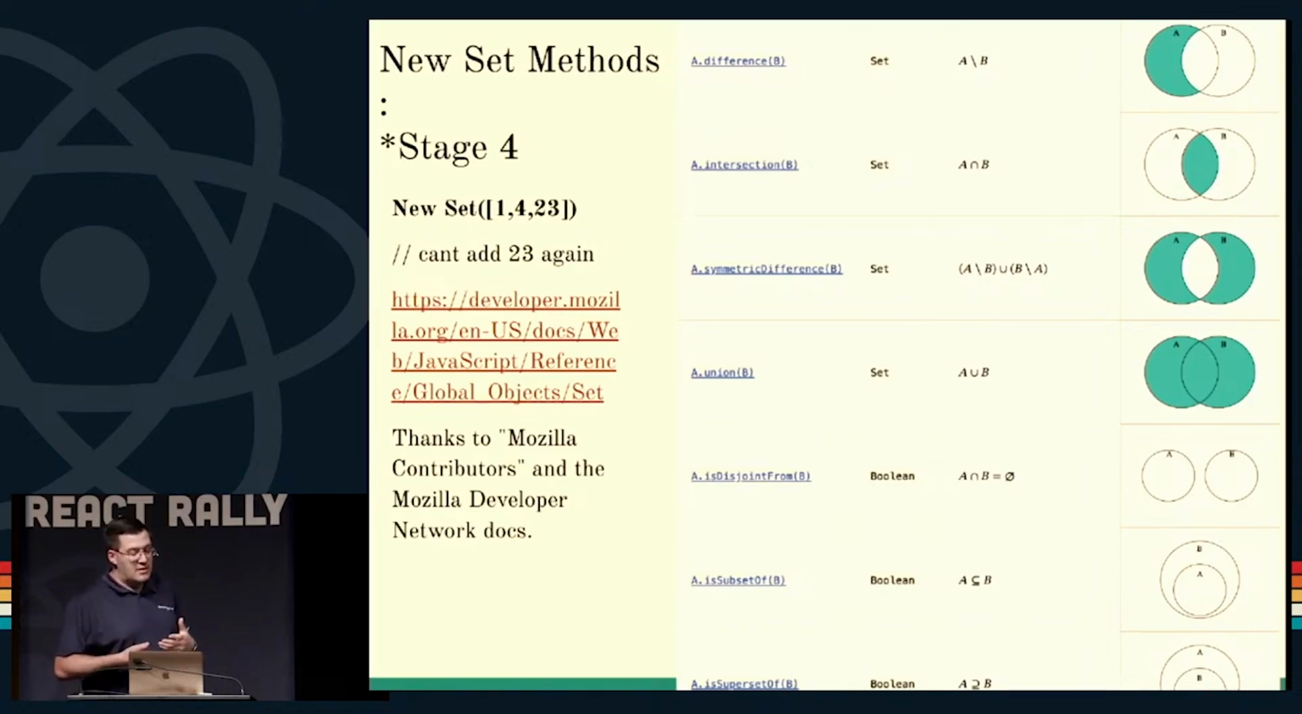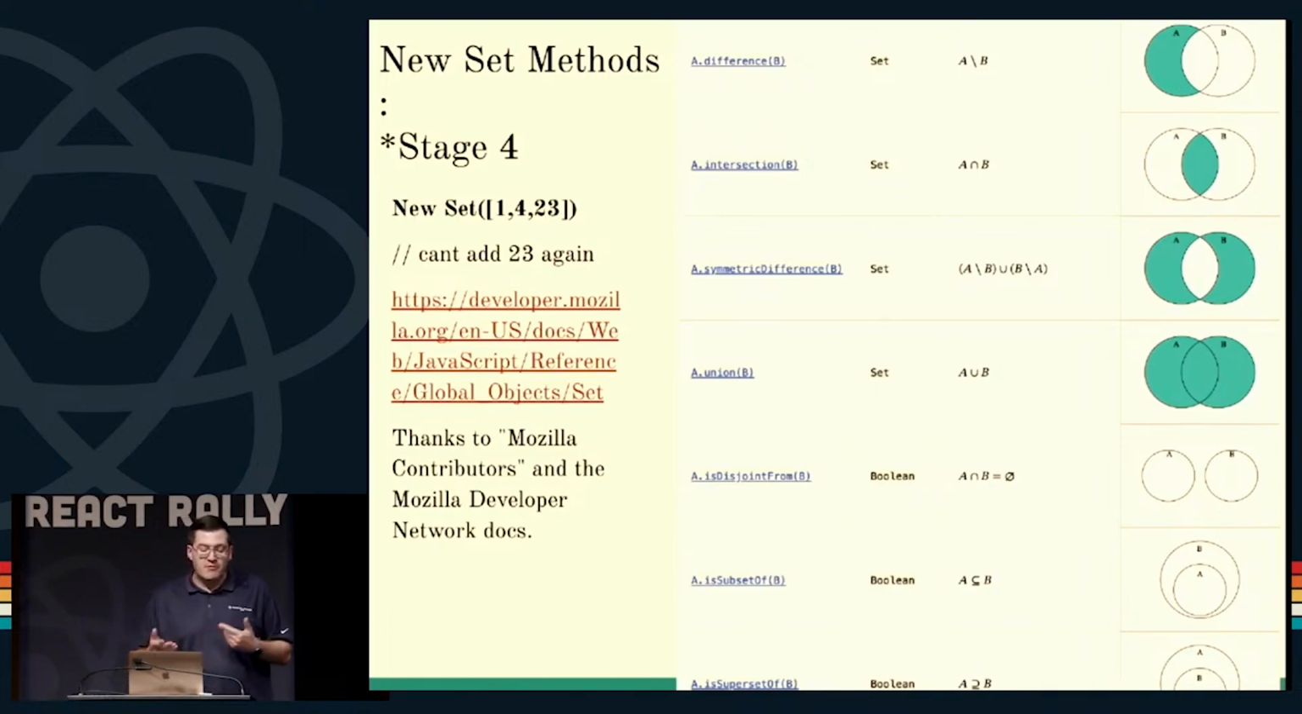Their contributors and their dev docs, so if you're ever looking, that might be another resource to further clarify if the GitHub repo isn't as explicit as you would want. So some of the things that they added was the difference between 2 sets, what's different. The intersection, where's the overlap. The opposite of that would be the symmetric difference. And then also the union, sort of the entire inclusion.